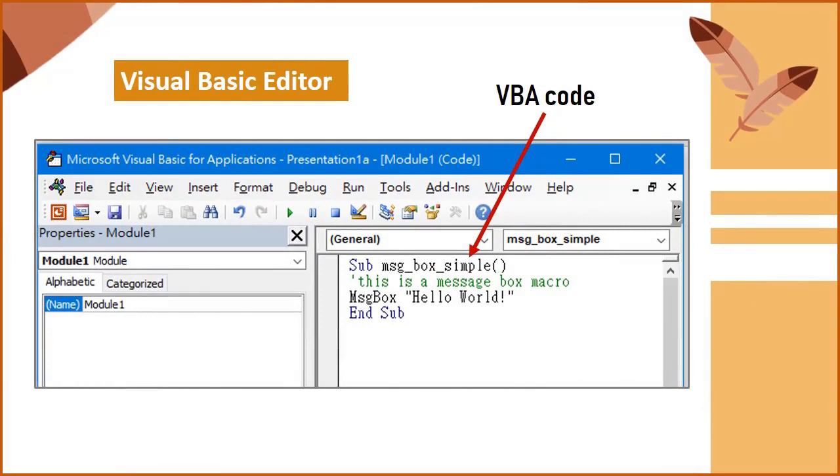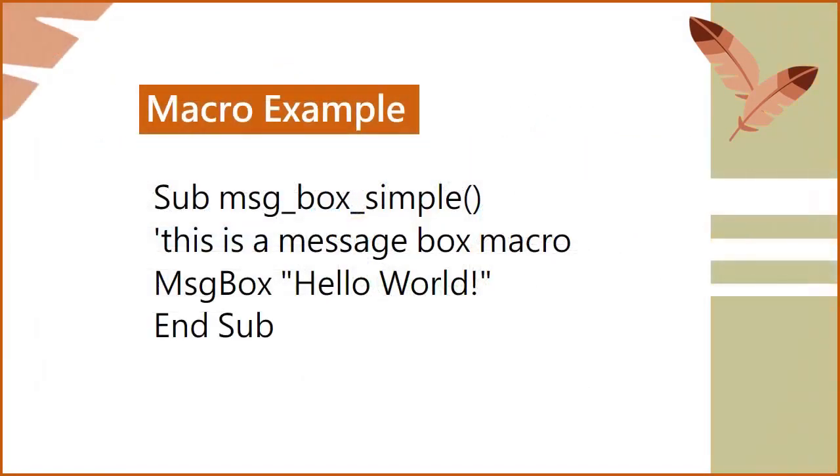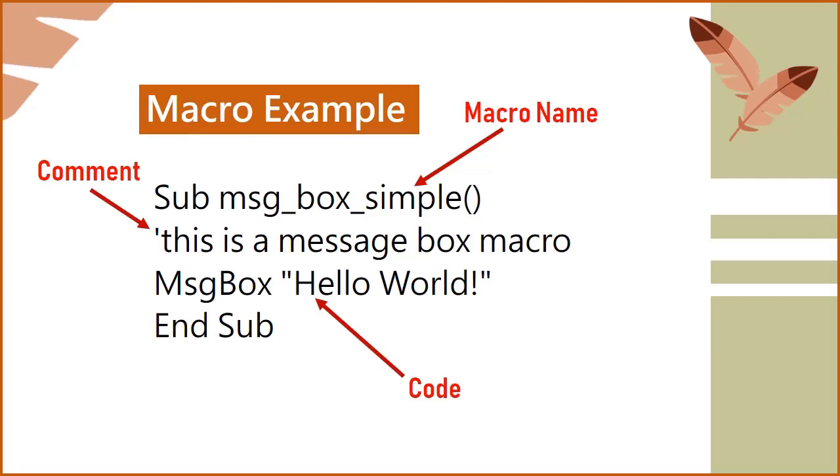Next, let's proceed to create a simple macro that can display a pop-up message box. You can enter the following text into the module window. Let me explain. This macro displays a simple message box containing the text, Hello World. The first line, Sub MsgBoxSimple, is the name of the macro.